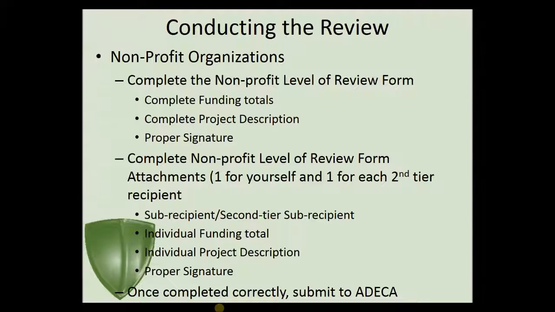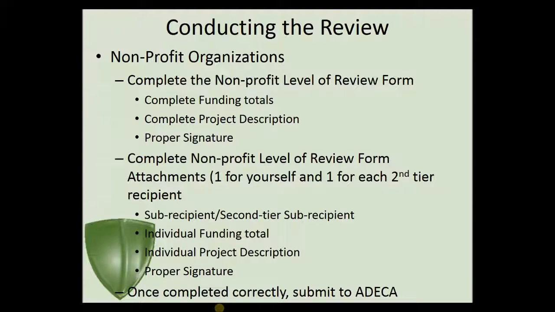When it comes to conducting the actual review, the nonprofit organizations have it a little easier than most. You must complete the nonprofit level of review form and a level of review form attachment for all of the recipients. Now, the level of review form is to be completed by the subrecipient. The funding totals reported on this form should be for the entire project. It should also include a complete project description for the subrecipient and all second-tier subrecipients. In other words, an aggregated list of all the proposed activities. This form should be signed by the authorized responsible entity, that would be the CEO, president, or the like, of the subrecipient.